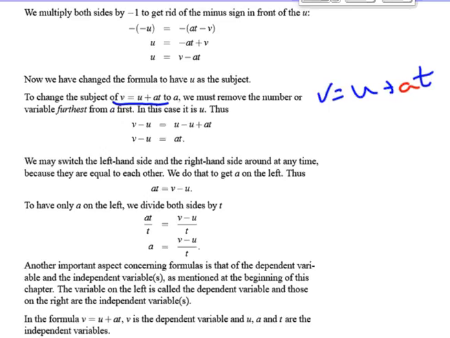So I'm going to get rid of that plus U, and I'm going to take it over to the other side, and that is what I now have. I now have A multiplied by T left on the right-hand side. I want A by itself. So the way to get A by itself is to say, I've got to bring the T over. The T is multiplied by the A. The opposite of multiplication is division. And I divide everything on the other side by T.